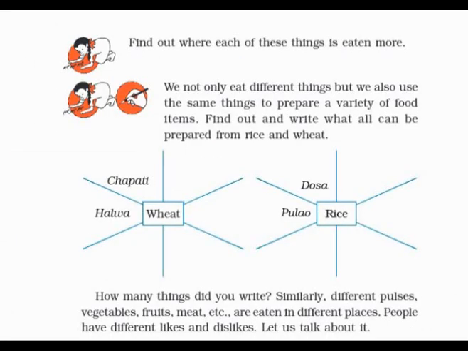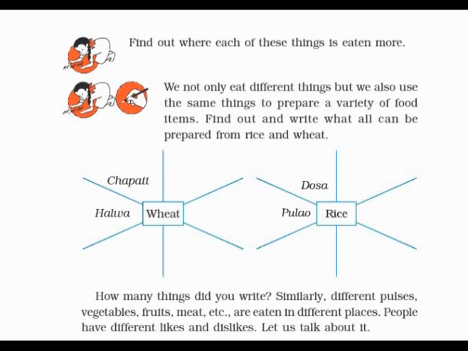Students, let us find out where each of these things is eaten more. Like wheat and rice, as I have told you, the cereals which are grown in a particular area are eaten more in that area. We not only eat different things, but we also use the same things to prepare a variety of food items. Find out and write what all can be prepared from rice and wheat.